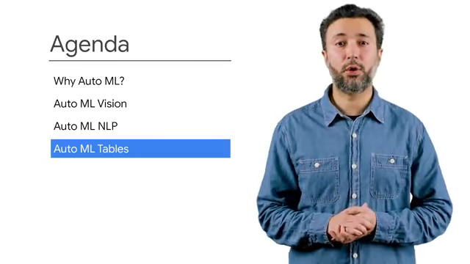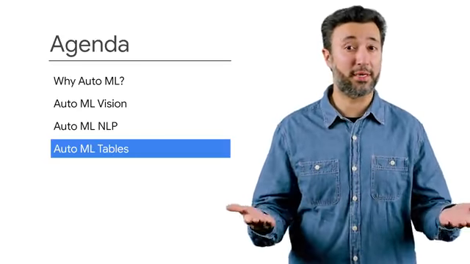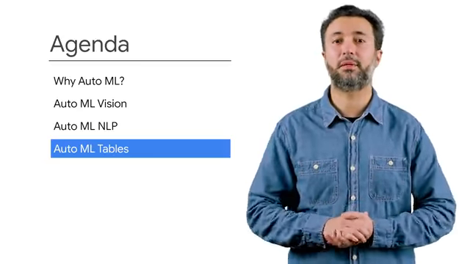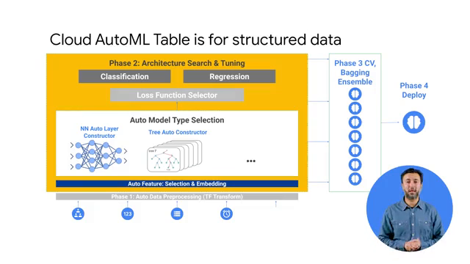Finally, let's go into AutoML Tables for tabular data. Tabular data is what you might find in a spreadsheet, for example. While AutoML Vision and NLP are for unstructured data, AutoML Tables is for structured data. The development of AutoML Tables is a collaboration with the Google Brain team.